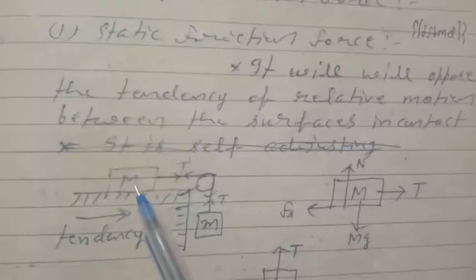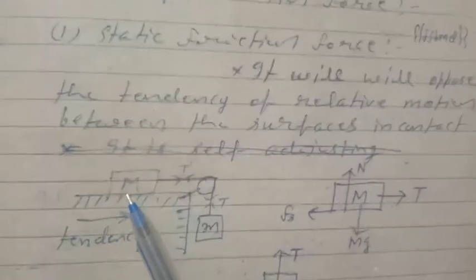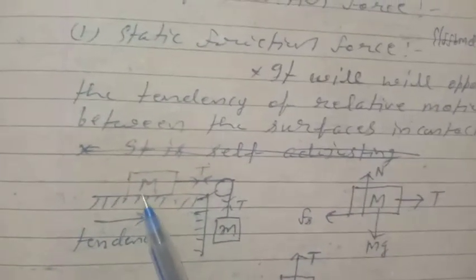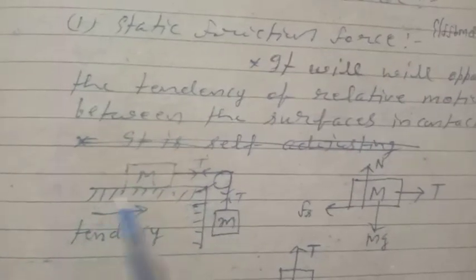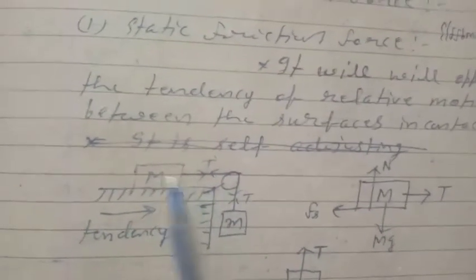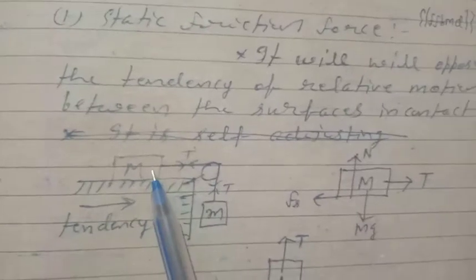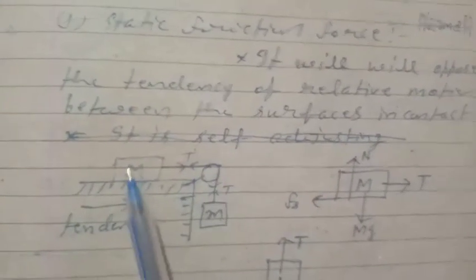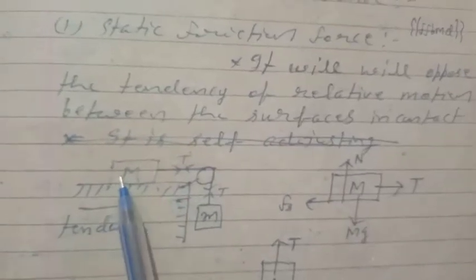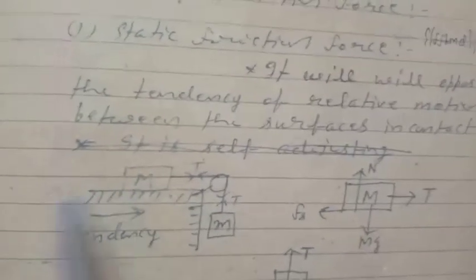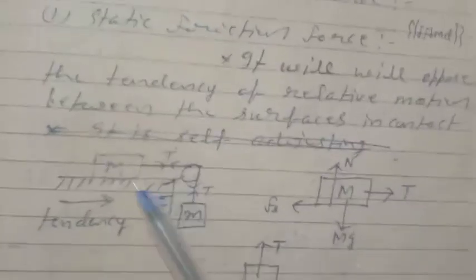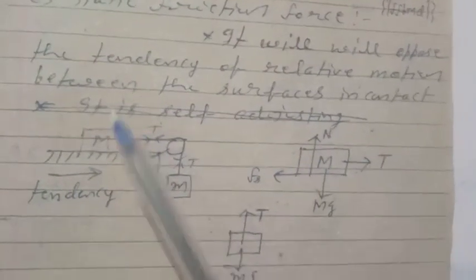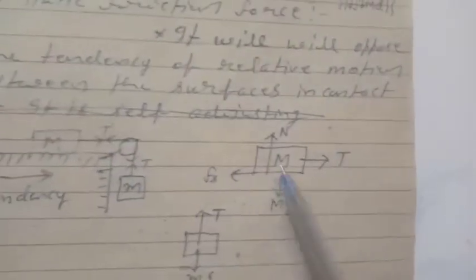So force of friction will arise, and force of friction always acts opposite to the relative motion of the body, because this body is moving in this direction, or has a tendency to move in this direction. So force of friction on this body will act in this direction, as shown. Now if we draw the free body diagram, FBD of this body, it will be like this.